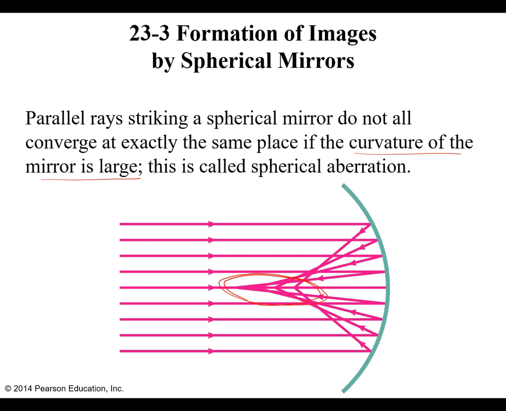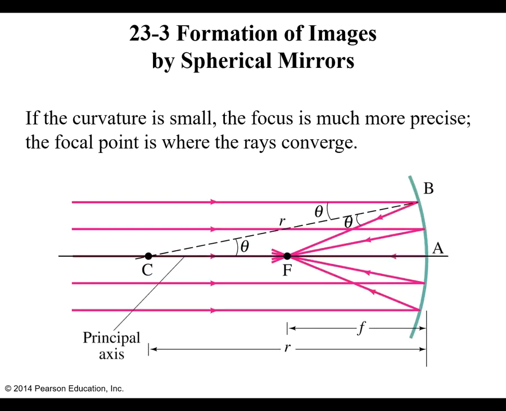However, if the curvature is small, meaning basically it would be a smaller sphere, then this light is all going to converge at one point. We're going to call that the focal point. So the focal point is the point where incoming light from a faraway object all converges at one point. That's the focal point.